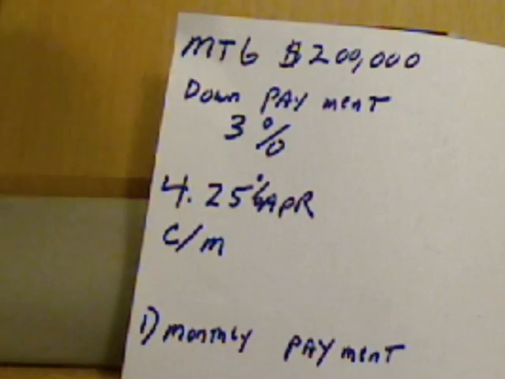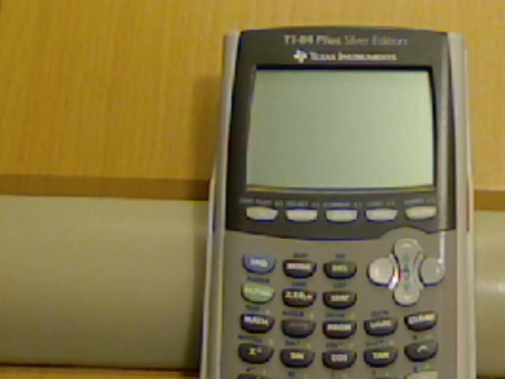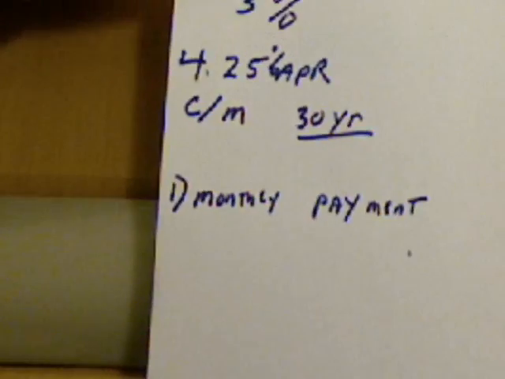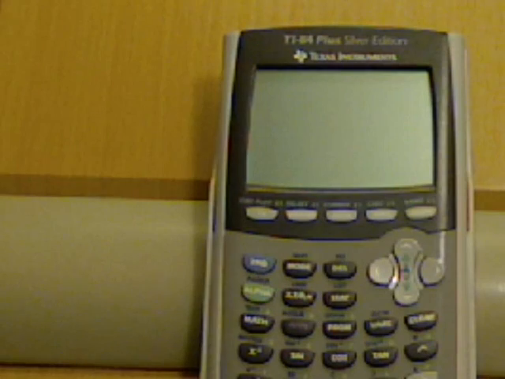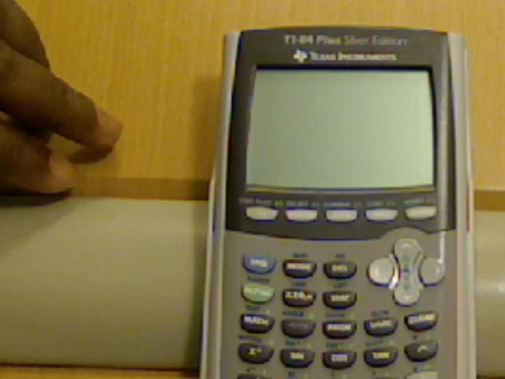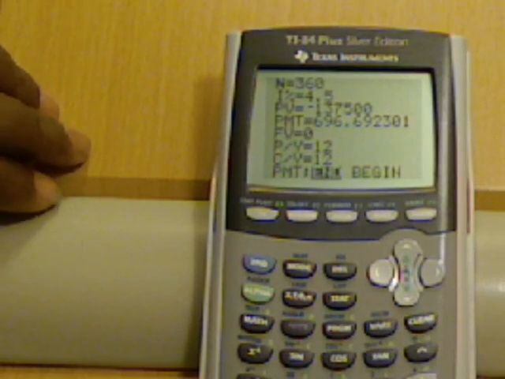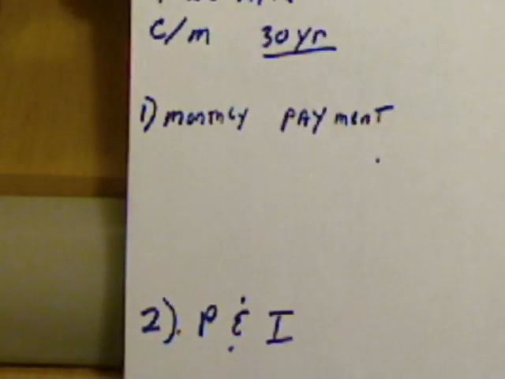So let's start off by figuring out, if you had a mortgage of $200,000 at 4.25% APR, compounded monthly, what the monthly payment's going to be. We're going to assume it's a 30-year loan. So $200,000 mortgage, 3% down. What's the monthly payment going to be? We're going to use our TVM solver here. So number one, we have a 30-year payment.